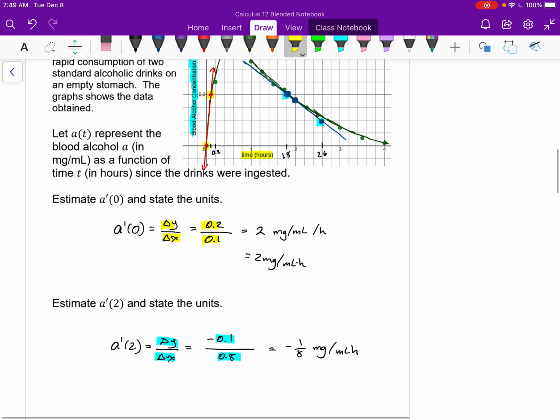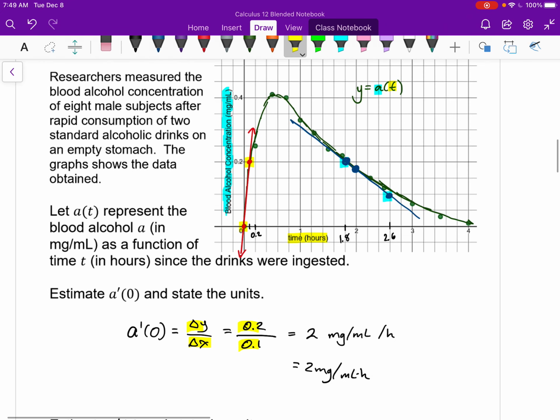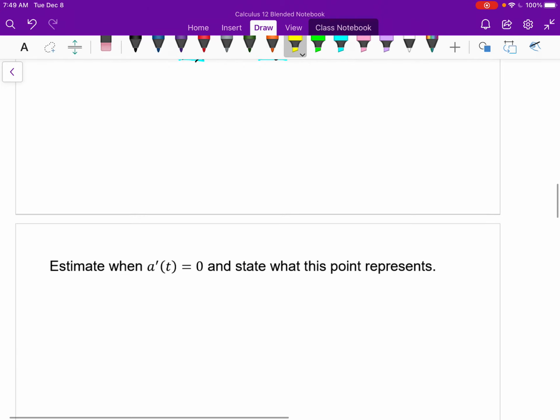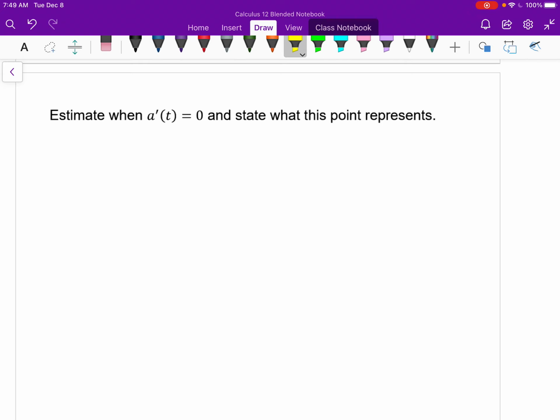All right, so notice when the slope is going down, the derivative is negative. The slope is going up, the derivative is positive. Because again, the derivative is just a slope at some point. So quite often a very important derivative is when the derivative equals 0. So I want to estimate when a prime equals 0 and then state what this represents. And first, what does it mean when a prime equals 0? Well, that means the slope of the function is 0.